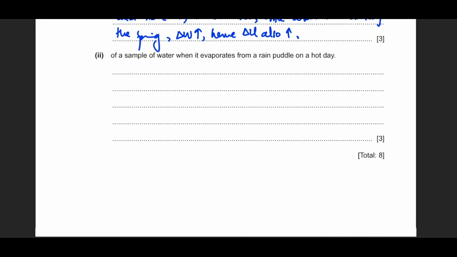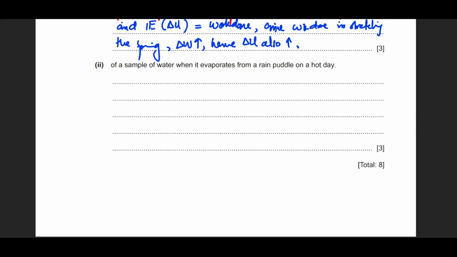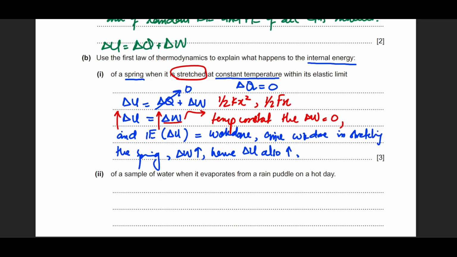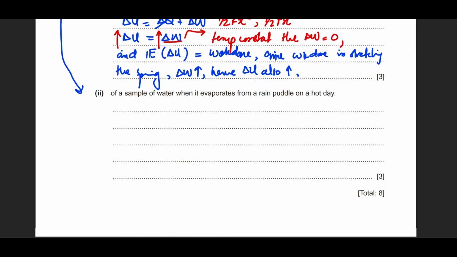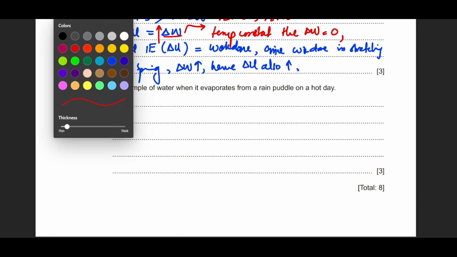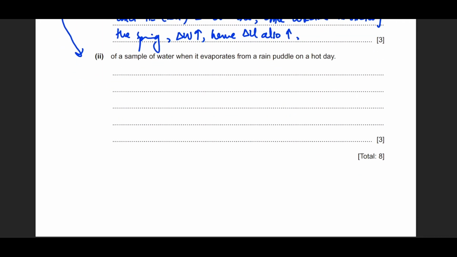Okay. The second part is of a sample of water when it evaporates from a rain puddle on a hot day. So we have, what happens to the internal energy? The basic question remains the same for part 2 as well. So let's try to figure this out. There is a puddle of water on a hot day. This is key information. If the day is hot, then delta Q exists, which means that thermal energy is being transferred. So what does the equation look like now? Again, it's an accounting problem.